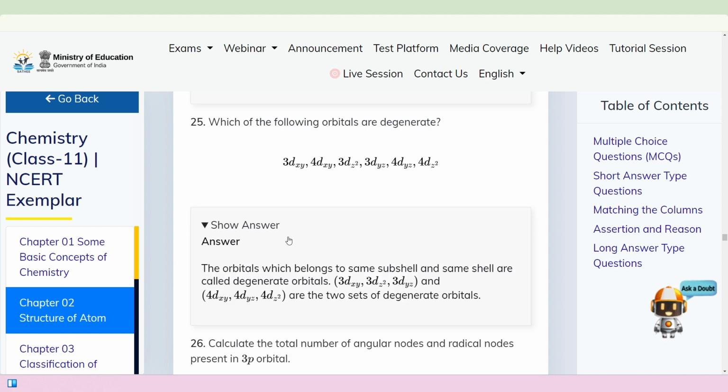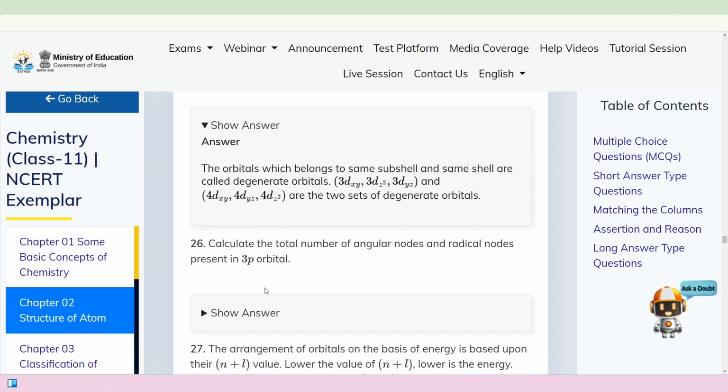Clear? Okay. We have to calculate the total number of angular nodes and radial nodes present in the 3p orbital. What is the formula for angular nodes? Whatever the value of l is, that is the number of angular nodes. The value of l for a p orbital is 1, so the number of angular nodes is 1. What about radial nodes? The formula is n minus l minus 1. The value of n is 3 here, so 3 minus 1 minus 1.